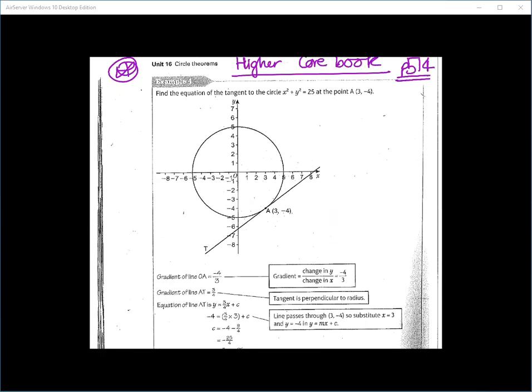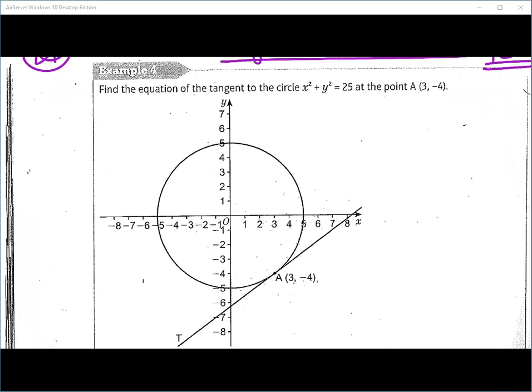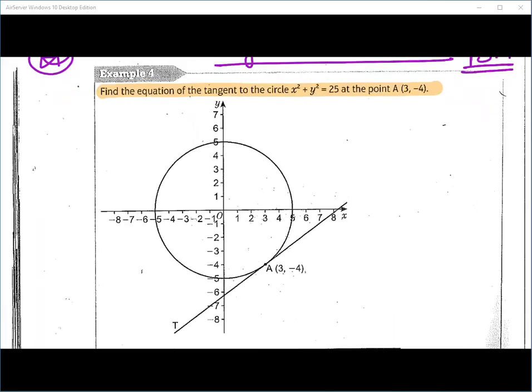So the example, there's an example up here. It says find the equation of the tangent to the circle x squared plus y squared equals 25 at the point 3, minus 4. So that's the question that we're going to be repeating again and again. So let's get ourselves a good little grip of what this question is all about.